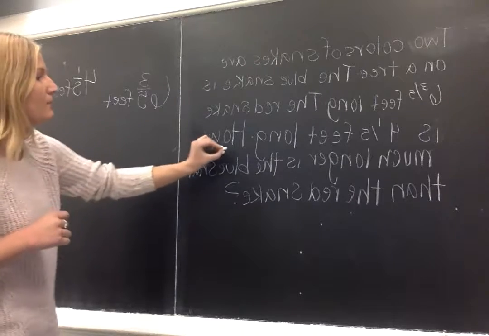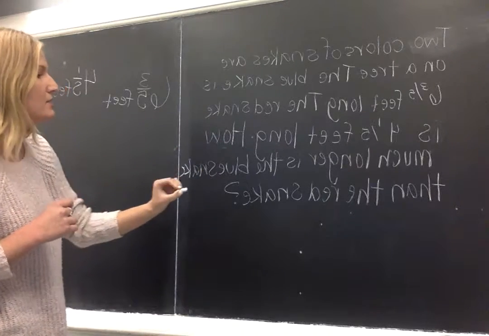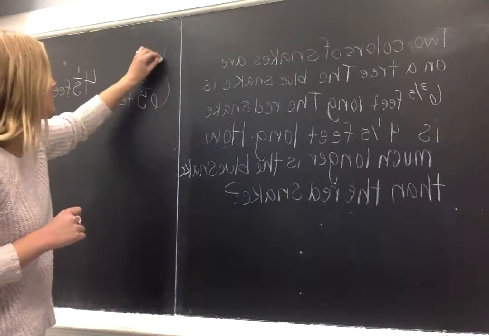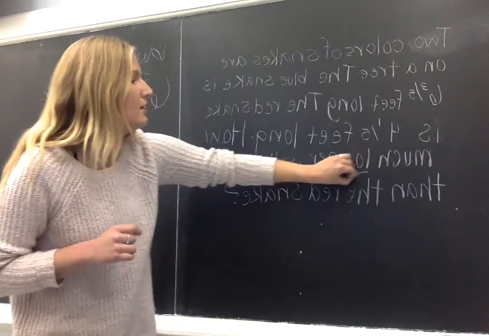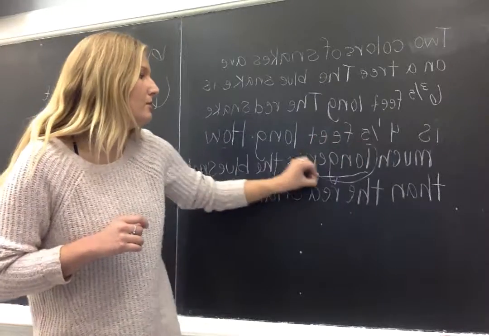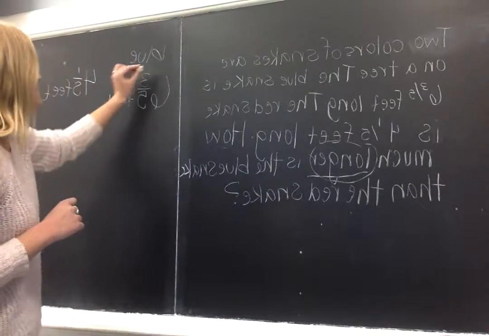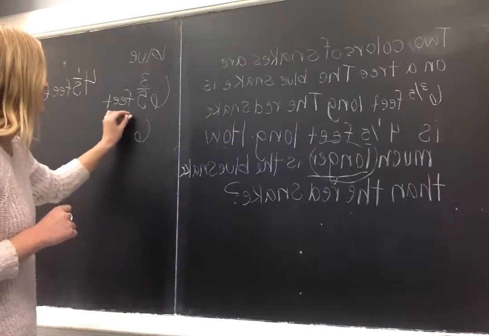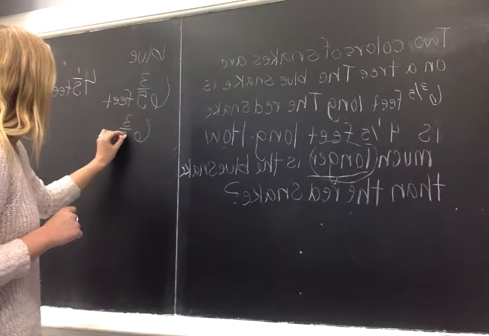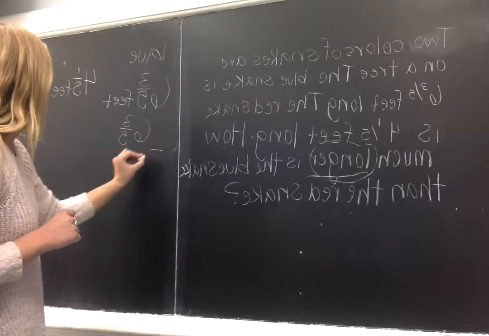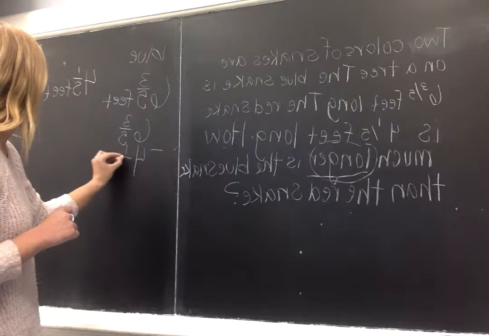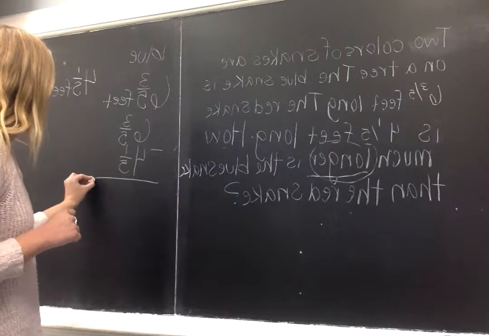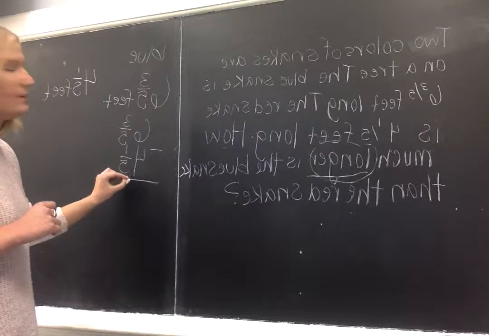So we would set this up by knowing how much longer the blue snake is than the red snake. This is the blue snake's length, which it states here that it is longer. This is one of our keywords that we would use. Since it's longer, we know that it's going to be at the top and we're going to need to take the red snake's length away from that. So we would set up our problem with 6 3/5 on top minus 4 1/5, and then the students would be able to do the algebra from here.